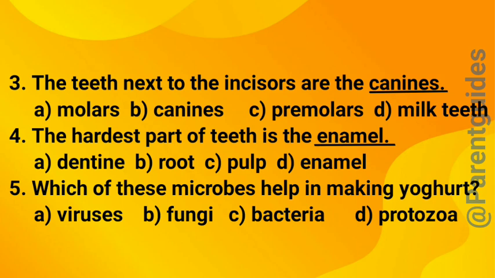3. The teeth next to the incisors are the canines. 4. The hardest part of teeth is the enamel. 5. Which of these microbes help in making yogurt? A. Viruses, B. Fungi, C. Bacteria, D. Protozoa. Answer is C. Bacteria.